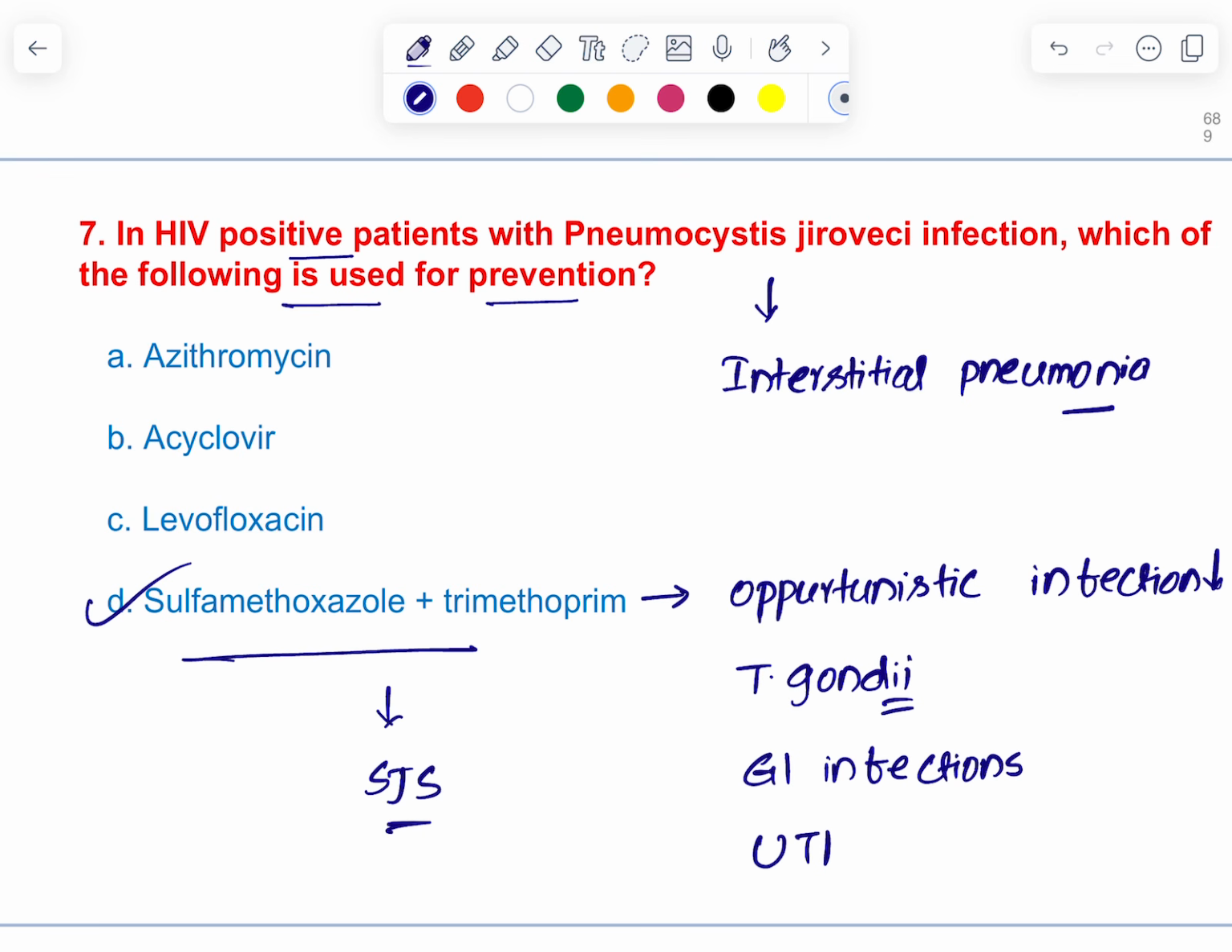But for the treatment of PCP pneumonia, we have many other alternative drugs also. We have pentamidine, then we also give dapsone, and we also give quinine. So these are all the alternative drugs, but the drug of choice will be trimethoprim-sulfamethoxazole. All right, next question.